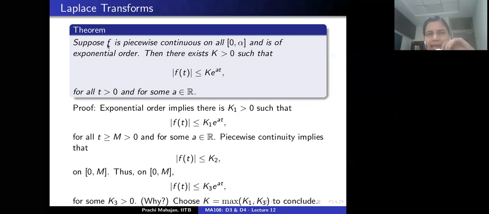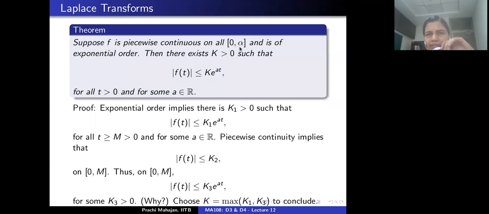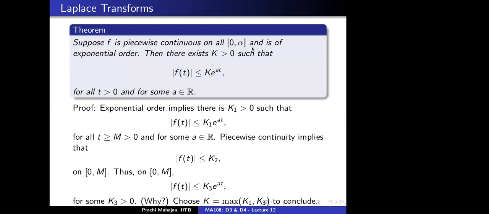See, f is piecewise continuous on every 0 alpha. So I should have been careful here. The assumption is that f is piecewise continuous on the interval 0 alpha for every alpha positive. Correct? Yeah, that's the assumption. Is that okay? Anything else, ma'am?